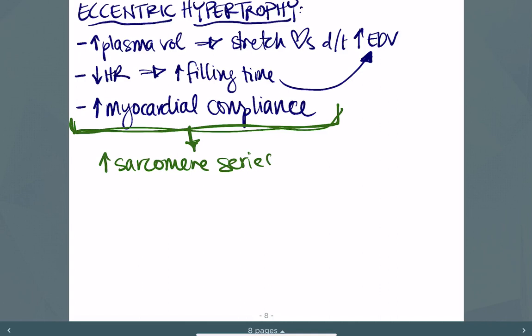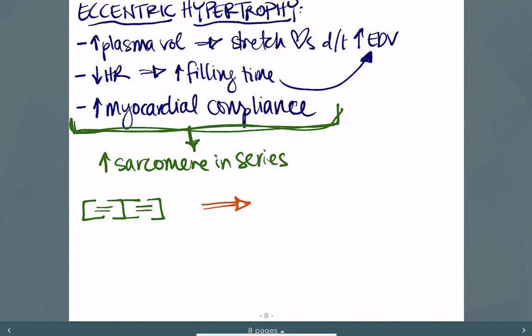And I say sarcomeres in series in comparison to increasing sarcomeres in parallel. So let me just draw that out. Before training, here is a sarcomere. Let's say the full length of your muscle was 2 sarcomeres.